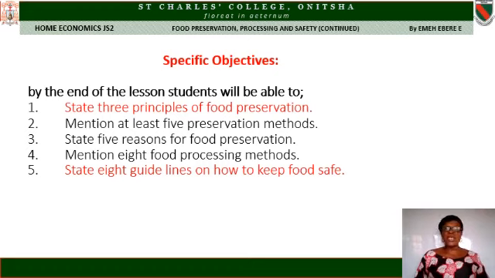So, by the end of this lesson, students will be able to: 1. State 3 principles of food preservation. 2. Mention at least 5 preservation methods. 3. State 5 reasons for food preservation. 4. Mention 8 food processing methods. 5. State 8 guidelines on how to keep food safe.